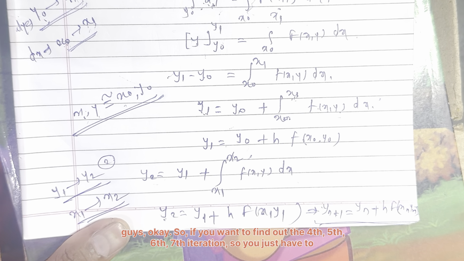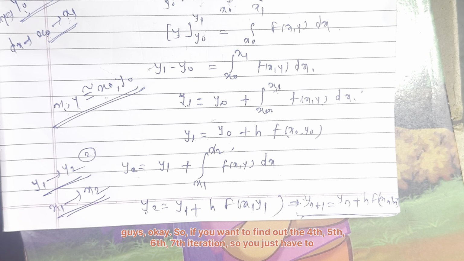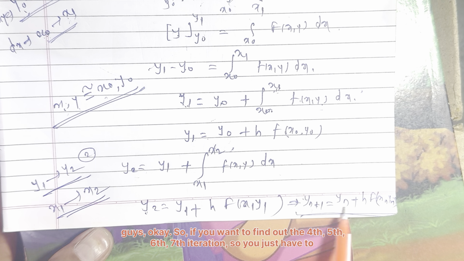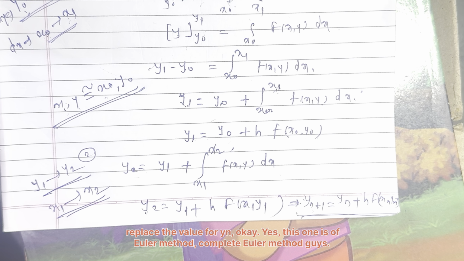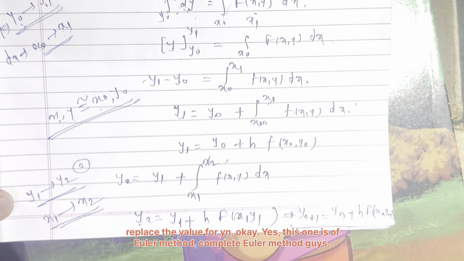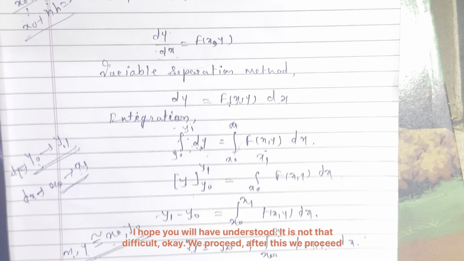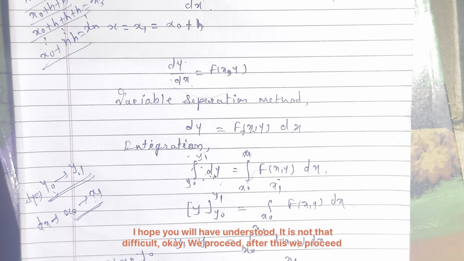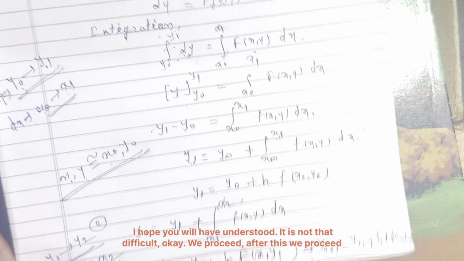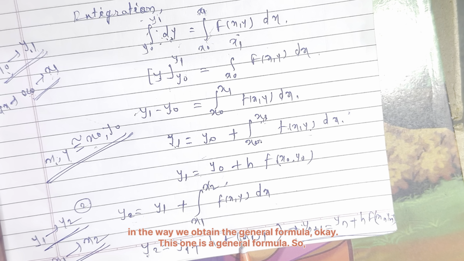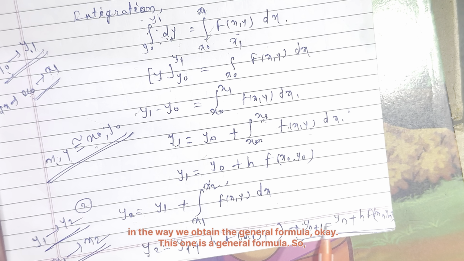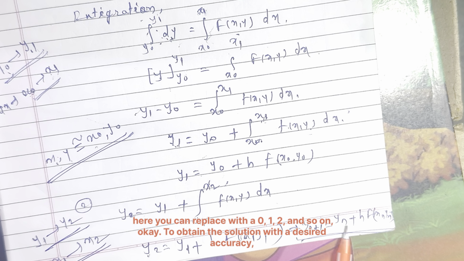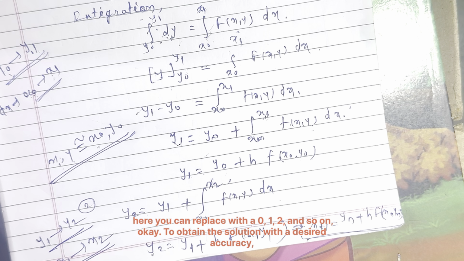So if you want to find the 4th, 5th, 6th, 7th iteration, you just have to replace the value of n. Yes, this is the Euler method, the complete Euler method, guys. I hope you all have understood. It is not that difficult. After this we proceed to obtain the general formula. This one is the general formula, so n you can replace with 0, 1, 2 and so on.